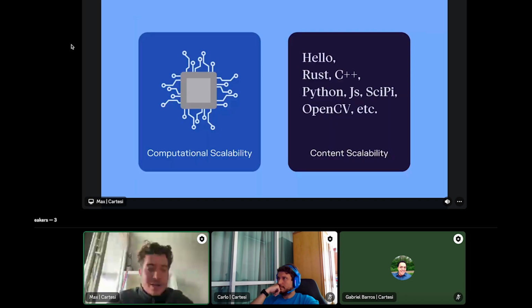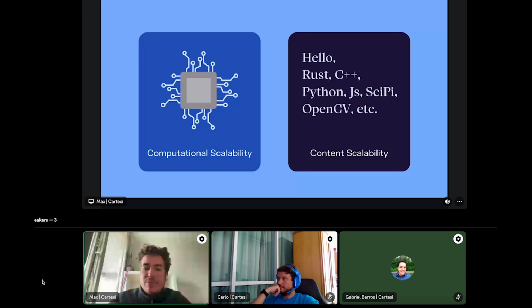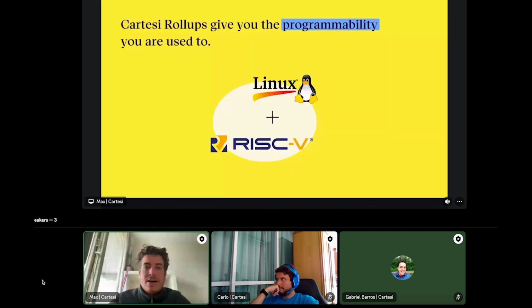And again, coming back to what I just mentioned before, in terms of opening up the design space for execution environment, what we can do essentially is tackle this second problem, which is content scalability, and actually bring much more content to Ethereum. What we want to do is make Ethereum more programmable, right? And the way we do that is, although we run on top of EVM chains, we have a custom virtual machine, and it's RISC-V based.